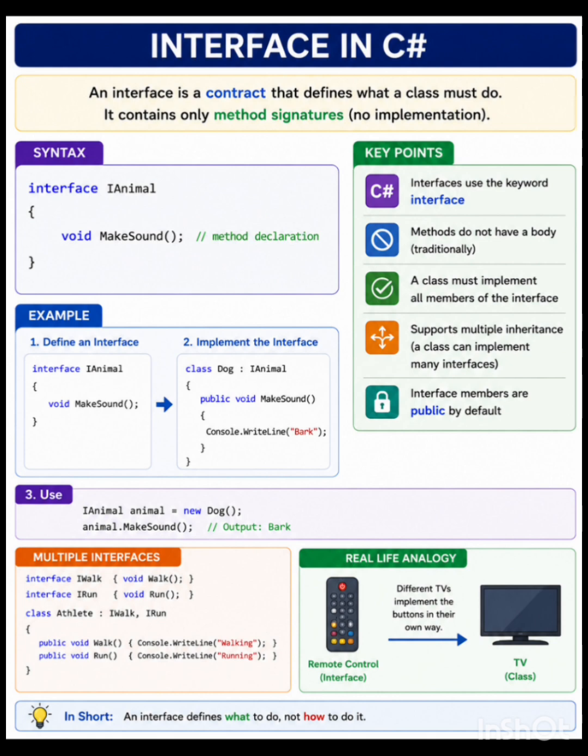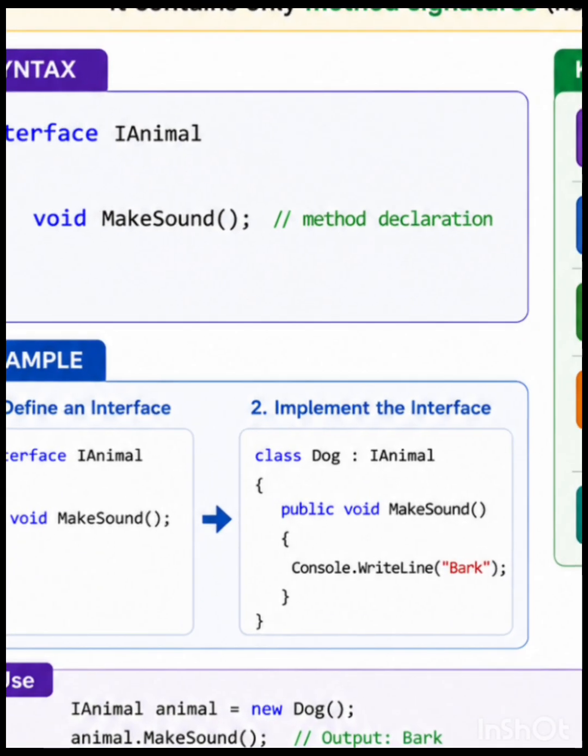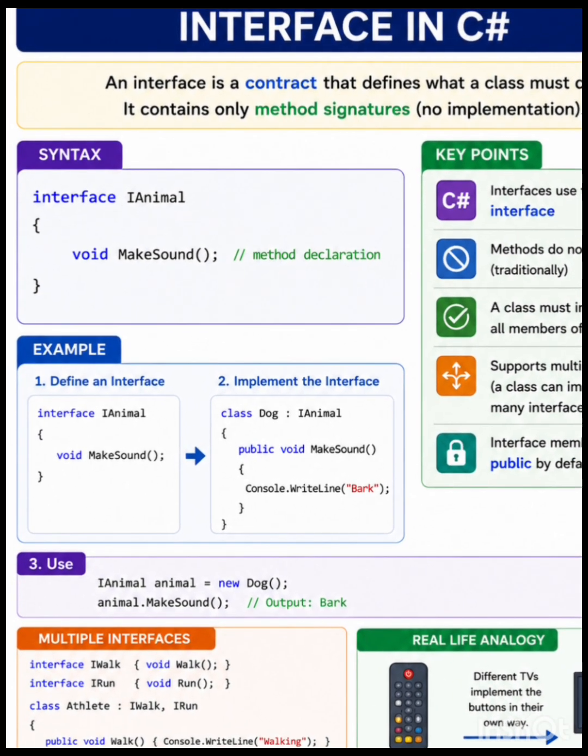In an interface, we just declare a method. There is no implementation. You can see here MakeSound is a method declaration, but there is no implementation, meaning there is nothing inside that method. The functionality is not written, just the declaration is there. And a class will implement this interface, right?